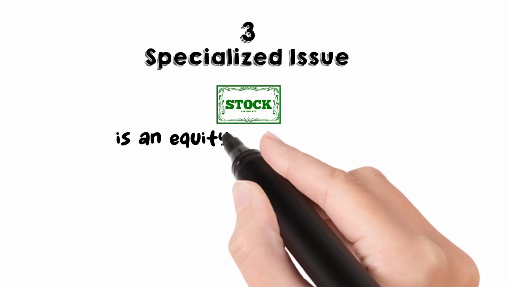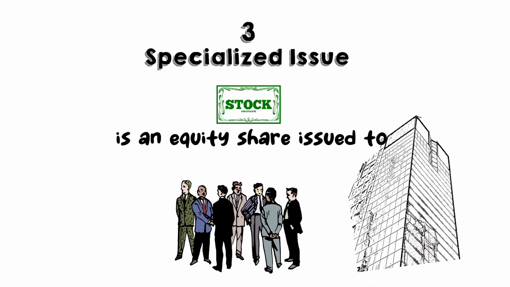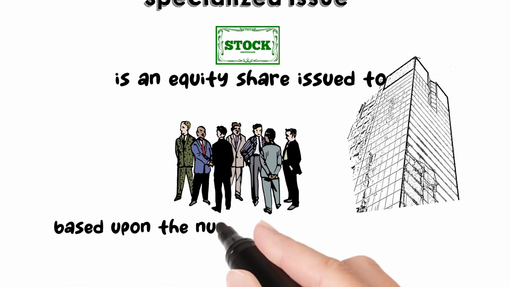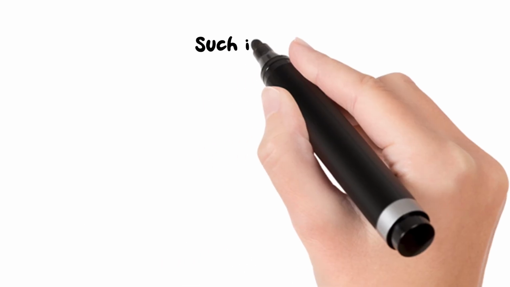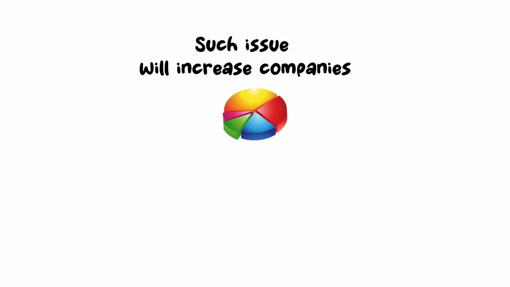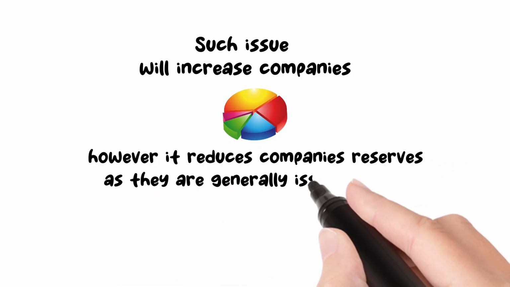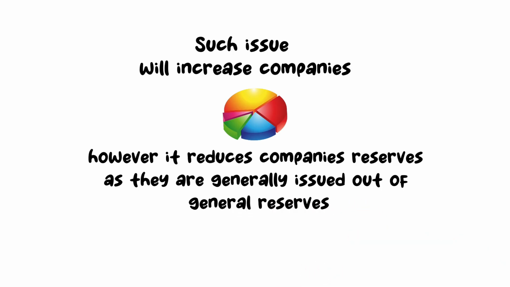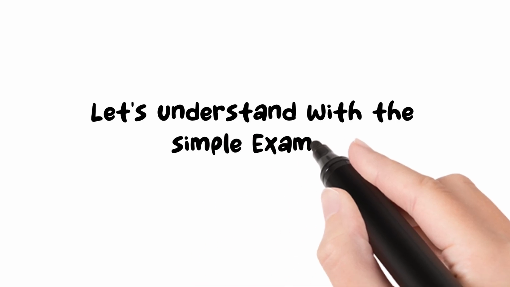Number 3. Specialized issue. Bonus share is an equity share issued to current shareholders in a company free of cost, based upon the number of shares that the shareholder already owns. Such an issue will increase the company's equity shares. However, it reduces the company's reserves, as they are generally issued out of general reserves or profit. Let's understand with a simple example.